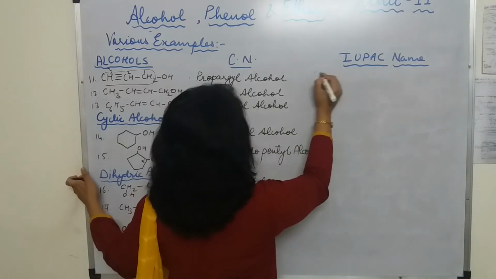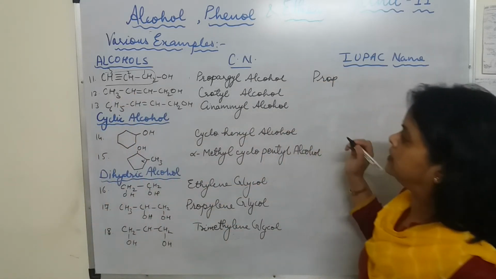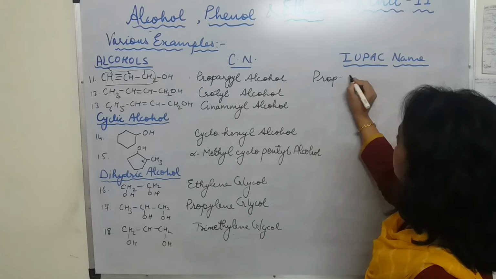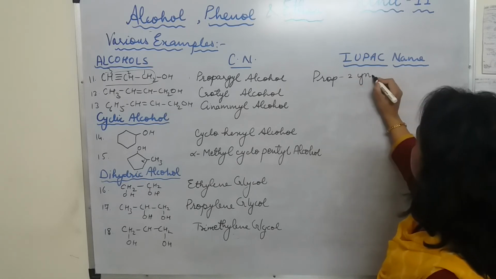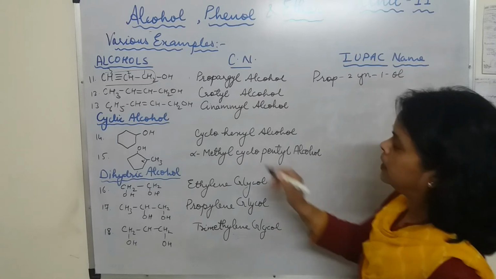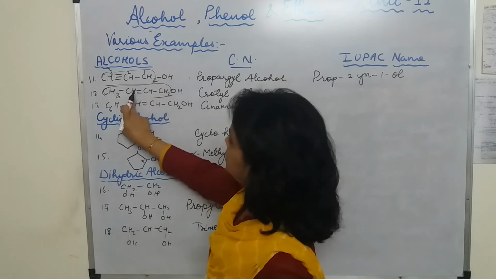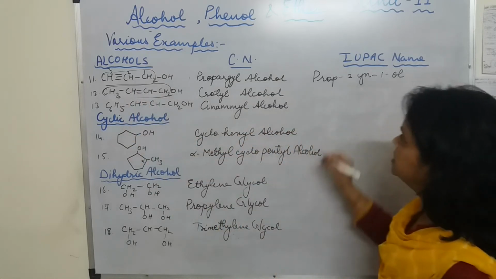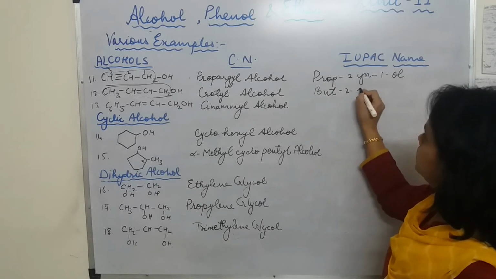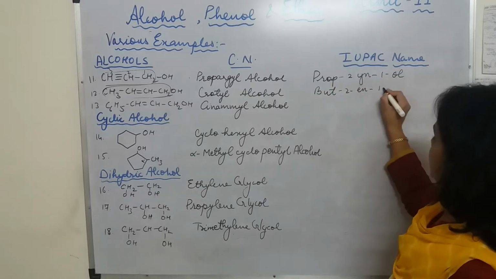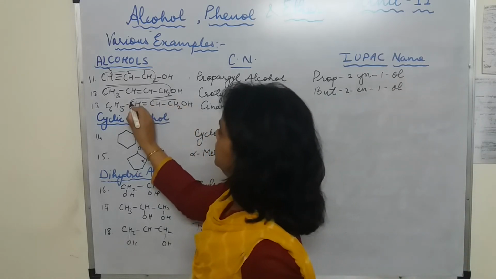word root it is prop, and after the second carbon there is a triple bond, so prop-2-yne-1-ol. Okay. And here 1, 2, 3. After the second carbon, the double bond it is there. Word root it is but, 2-ene-1-ol.